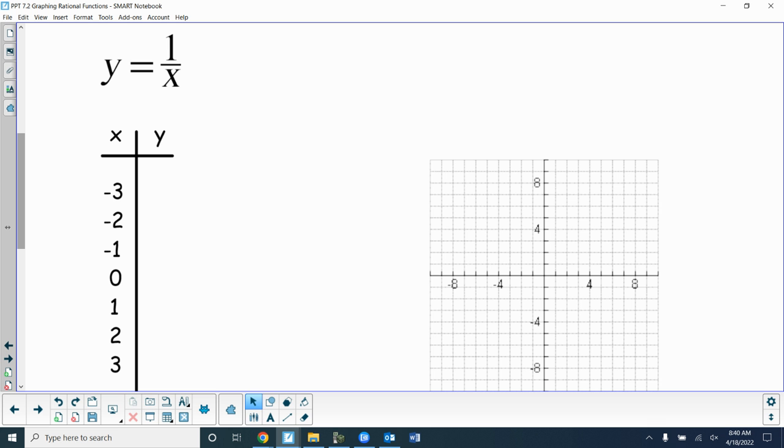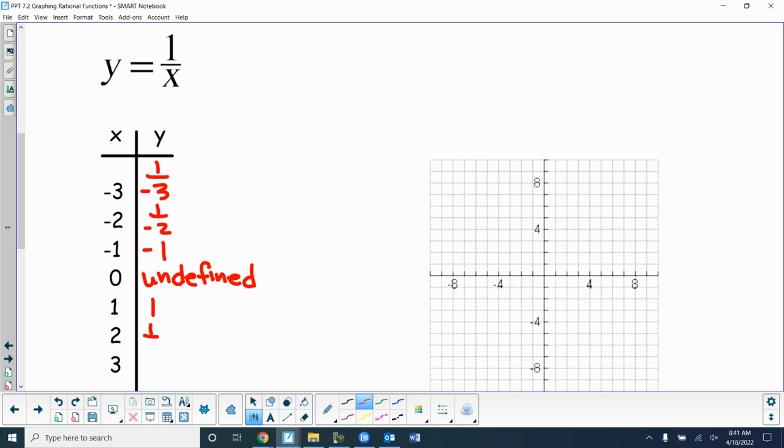So if I put a negative 3 in for x, what's my fraction? Negative 1/3, right? When I put a negative 2 in for x, it's negative 1/2. When I put a negative 1 in for x, I get negative 1. When I put 0 in for x, what's 1 divided by 0? Undefined. Can't be done, right? So you can never have 0 in that denominator. There's no answer.